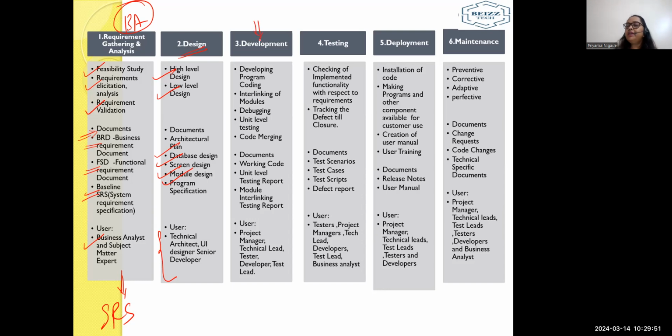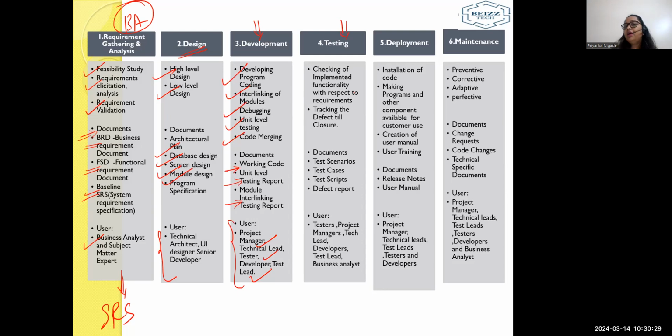Then we have seen the development phase, which is the responsibility of a developer. But see how the developer simply performs their activities. So developing code, interlinking between the modules, merging it, right? Code merge, unit level testing, debugging. These are responsibilities done by the developer. And the documents are working code, some unit level report, some module interlinking report you will be getting. And yes, the developer, team leader, project manager, technical team leader, these people get involved in this complete development phase. But yes, more relevantly, development is done by the developer.